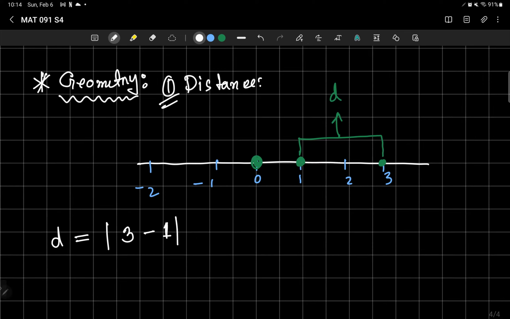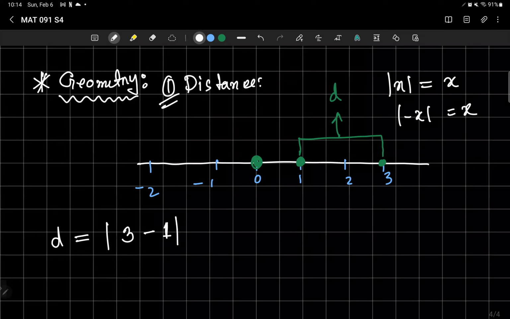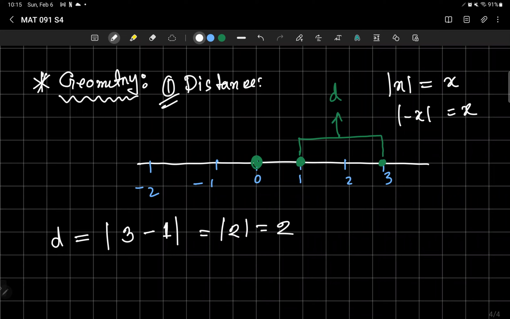modulus sign around it. What is the modulus sign? Modulus of x means just x, and if you have, let's say, modulus of -x, that also means x. So what does this sign tell you? It just instructs you to get rid of the minus sign if your expression overall contains any. Okay, so in this case it doesn't, so this is just this.